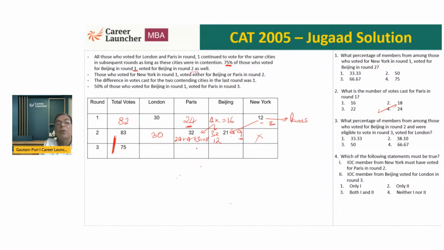And then the next round will be this 32, which is already there, plus how many? Another 4 would come here. Because out of these 4x voters of Beijing of round 1, 8 or 2x should be voting for Paris in round 3. 4 are already there, another 4 comes, plus Beijing. Makes it 36, 37, and this is 38.